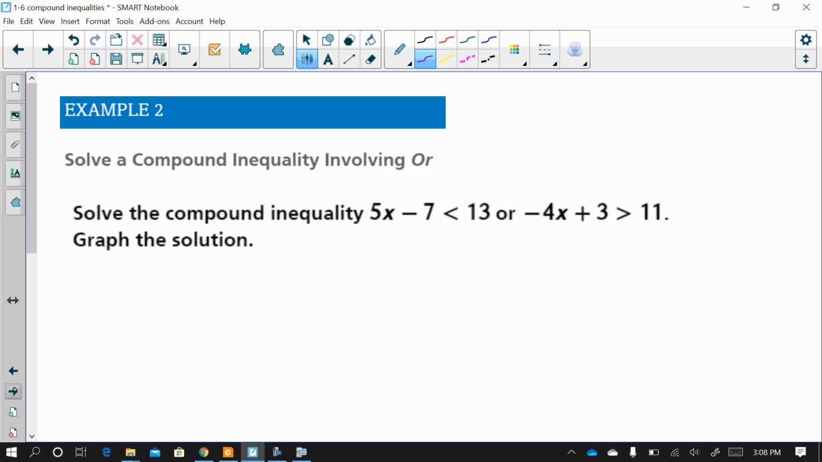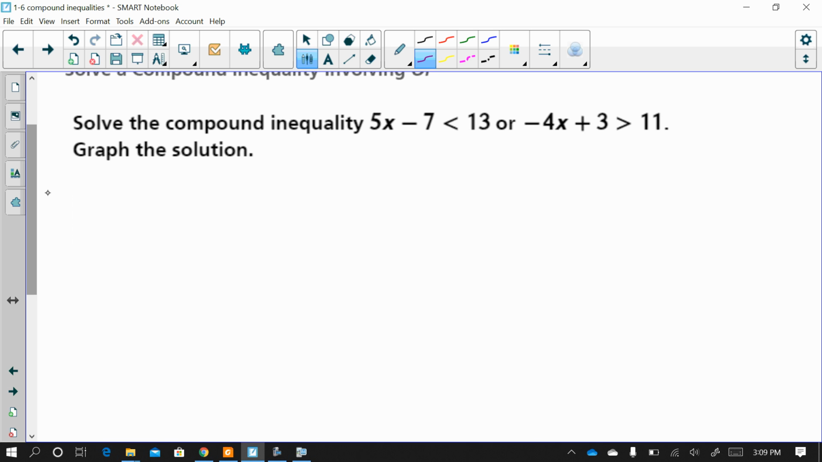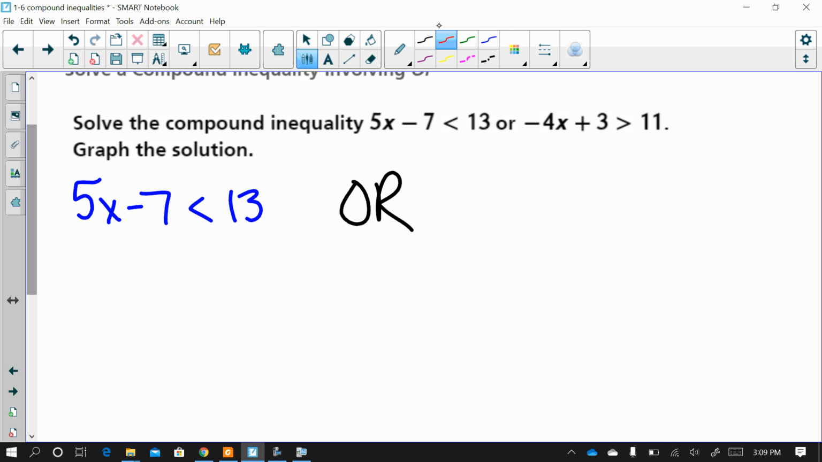Alright, so let's talk about how to solve these. So we're going to start with an OR problem. Now we like ORs, they're super easy. We're just going to write it as two separate problems. So I'm going to start with saying 5x minus 7 is less than 13. Then I'm going to put the word OR real big just to remind myself. And I'm going to do this guy. Negative 4x plus 3 is greater than 11.